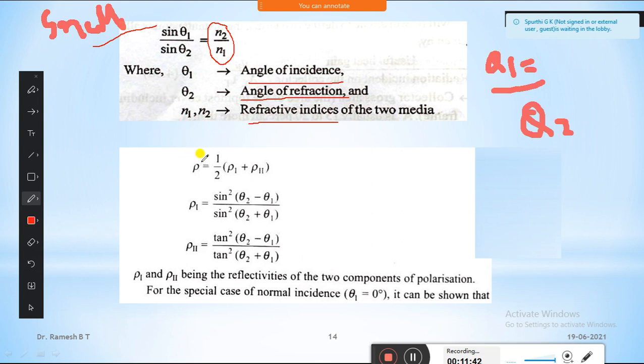And next, the refractivity. Rho is the refractivity of the media. The refractivity rho is related to the angle of incidence and the angle of refraction. So refractivity rho is a relation between the angle of incidence and the angle of refraction.